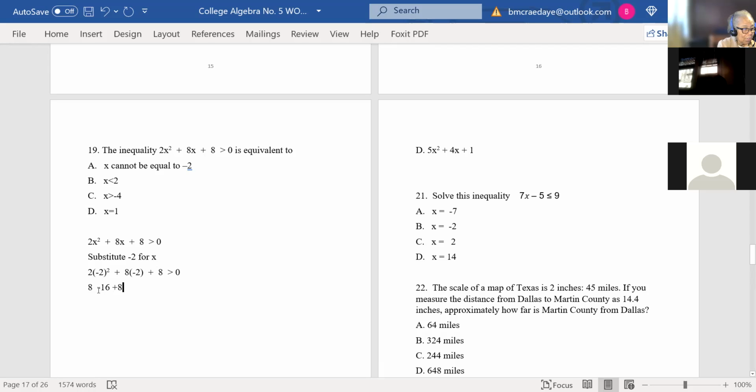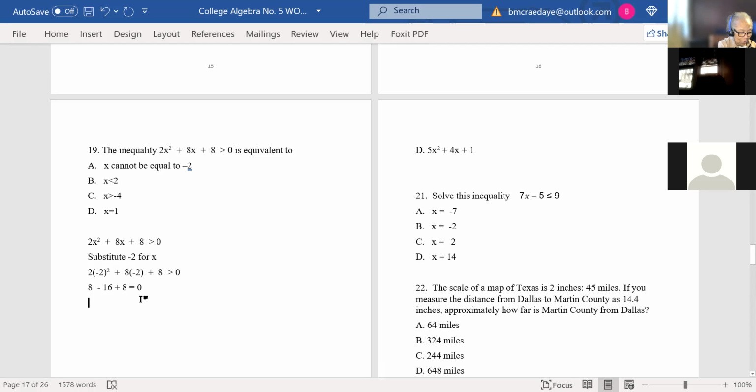Okay, so what's a -16? 8 minus 16 plus 8, Latoya, gives you what? What does this give you? 16. 8 minus 16 plus 8. 0. So it's not greater than 0. So that means the answer is A. It cannot be equal to -2 because when you substitute in, you don't get greater than 0, you get 0.